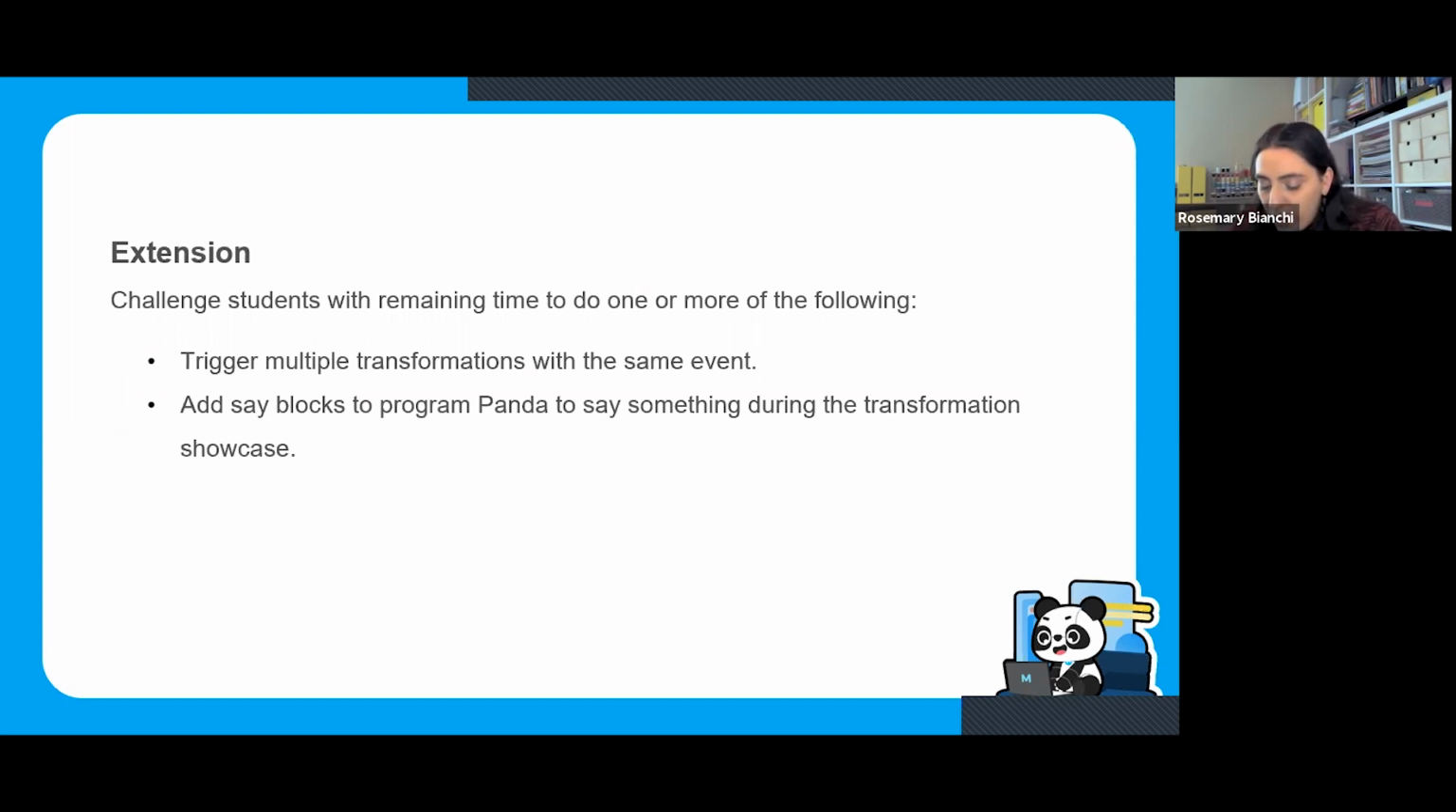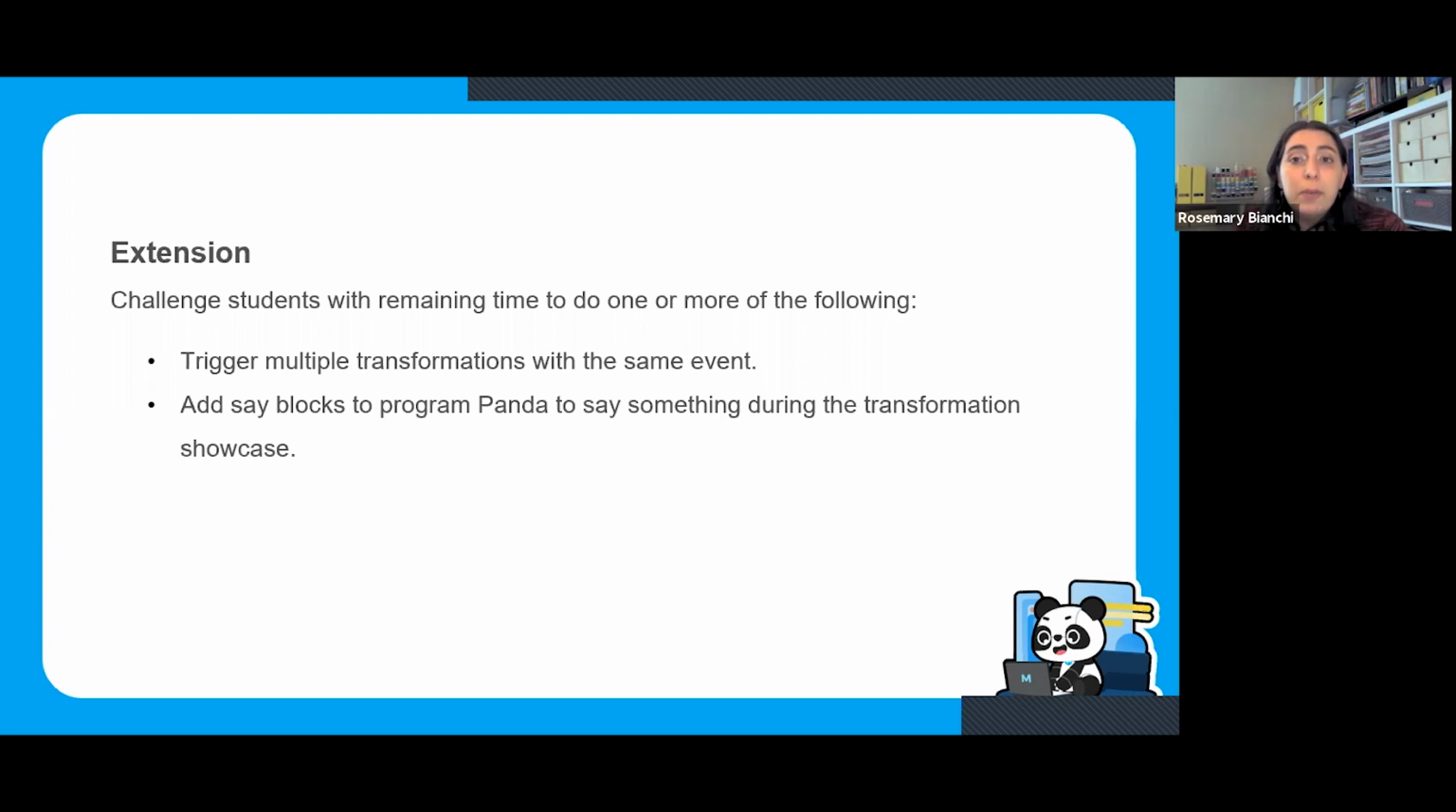And so one of the challenges for this lesson is to trigger multiple transformations with the same event. So when the W key is pressed, 2 or 3 transformations are taking place at the same time instead of just one. And then add say blocks. We used the say blocks on our last lesson. So add say blocks to the program to program Panda to say something during the showcase.